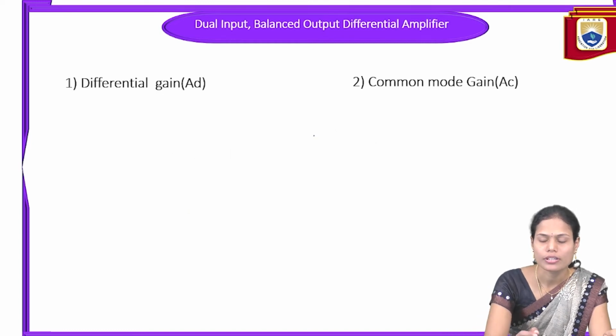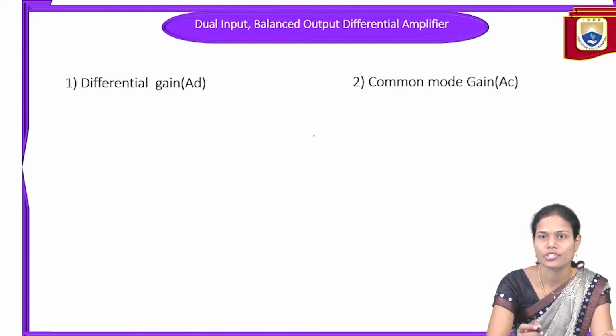So in the case of the input stage of the operational amplifier, we are using the dual input balanced output differential amplifier. The speciality of this DIBO is it will provide the differential gain as well as the common mode gain. So what is meant by this differential gain as well as common mode gain?